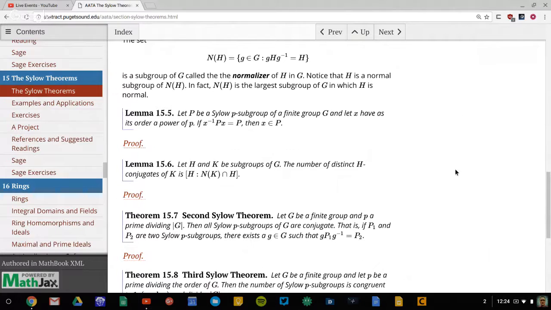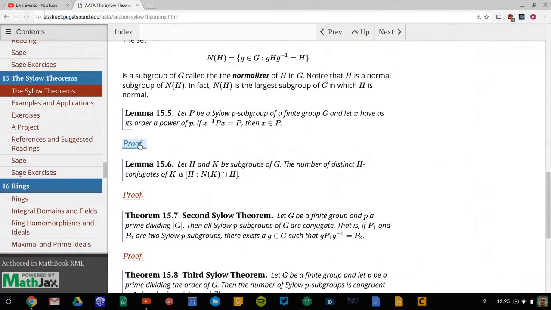So this is conjugation by X inverse. We get X inverse times P times the inverse of X inverse. So if X is a P element, meaning it has order a power of P, if when you conjugate P by X or X inverse you again get P, then the only way that can happen is if the element X was actually in P to begin with. Okay.